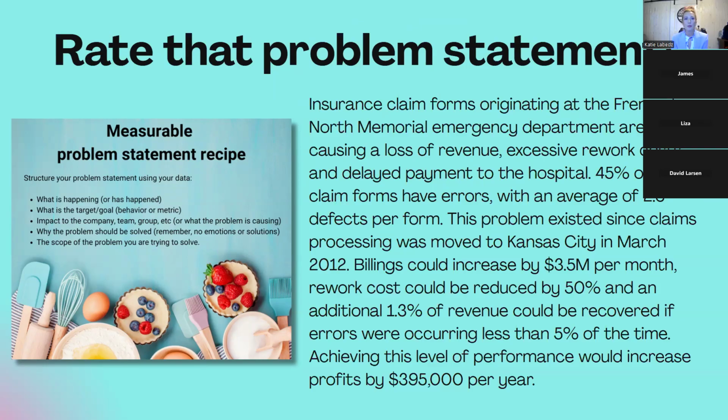Billings could increase by $3.5 million per month. Rework costs could be reduced by 50%. An additional 1.3% of revenue could be recovered if errors were occurring less than 5% of the time. Achieving this level of performance would increase profits by $395,000 per year.